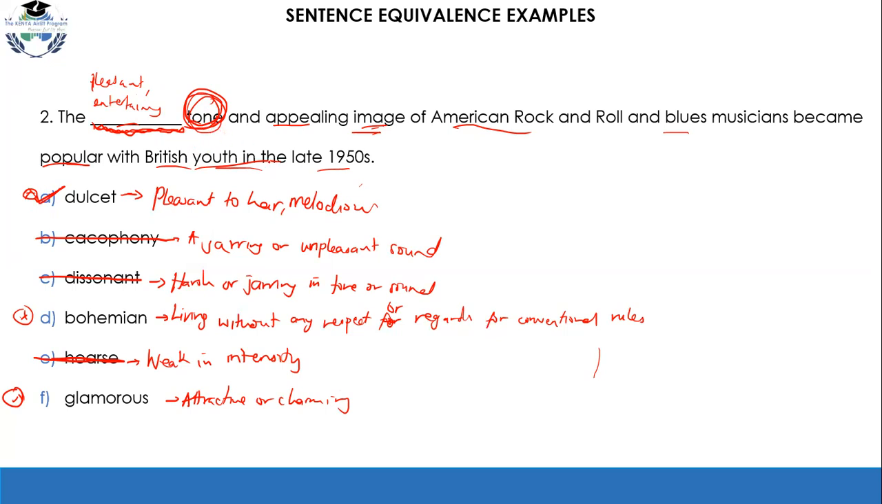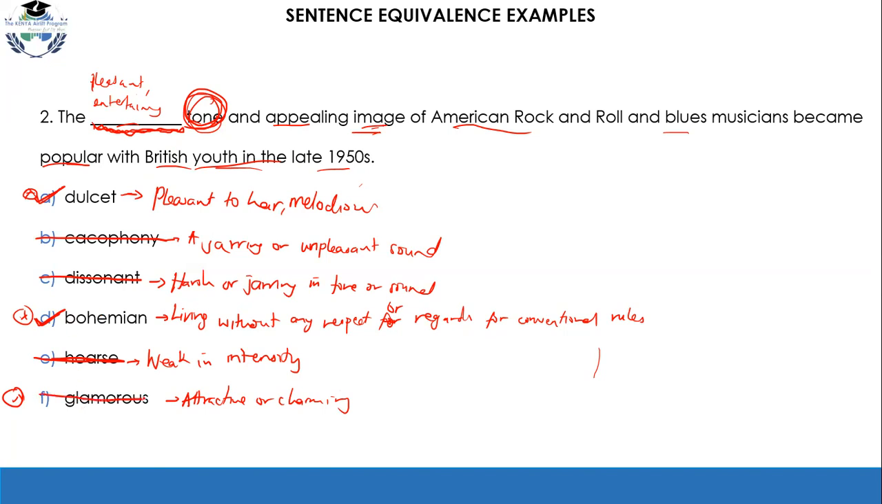The youth enjoyed listening to it. The tone could also be bohemian, right? I know some of us might have heard of or watched Bohemian Rhapsody, right? So bohemian, when it comes to tone, means it's something that does not fit the rules of what we expect, right? It does not fit the rules of what melody was back then. Maybe in the late 1950s, these British youth were used to a specific type of music, right? So bohemian could be an option.